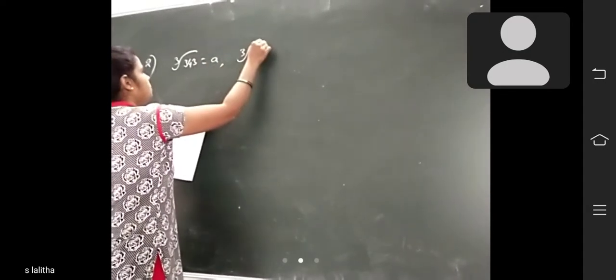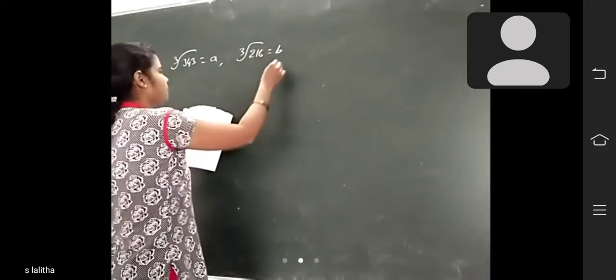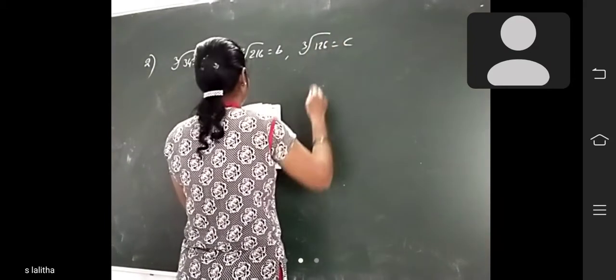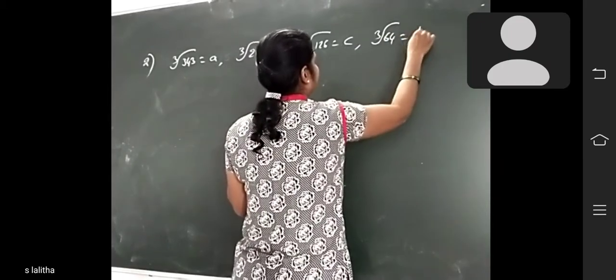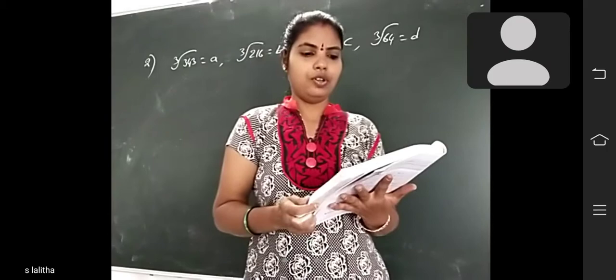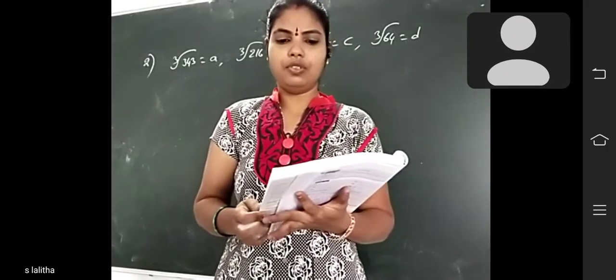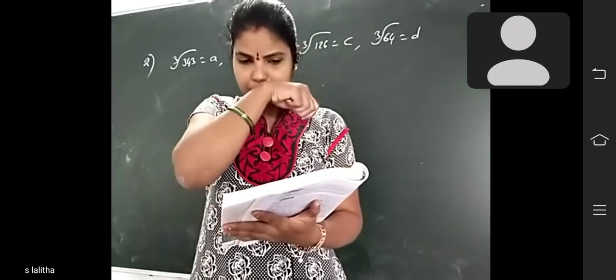If cube root of 343 is equal to A, cube root of 216 is equal to B, cube root of 125 is equal to C, cube root of 64 is equal to D, then fifth root of A, fifth root of B, fifth root of C, fifth root of D in descending order is, how can you find? In descending order.